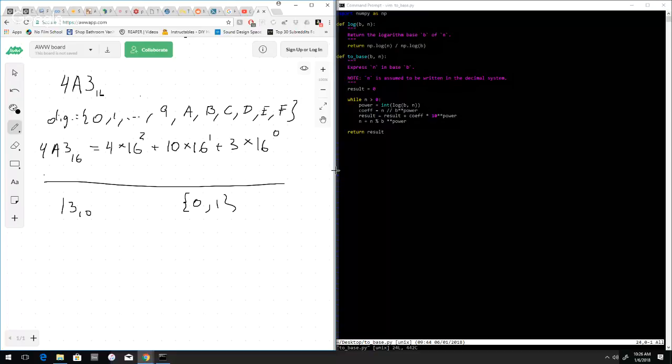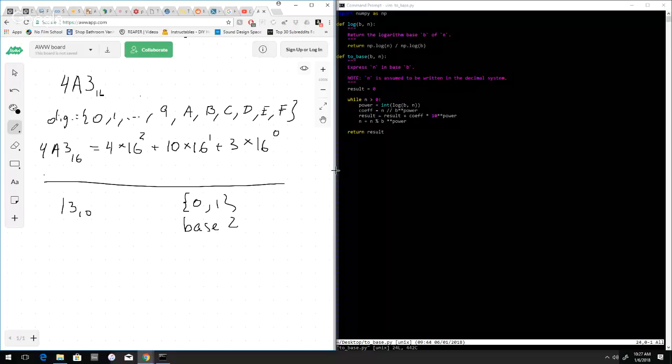Now, in this case, when you want to go from the decimal system to another system, the process is very simple. So what you do is you look at your base. Our base is 2. And you ask yourself, what is the highest power of the base that fits in my number?